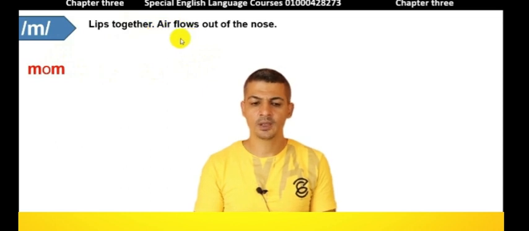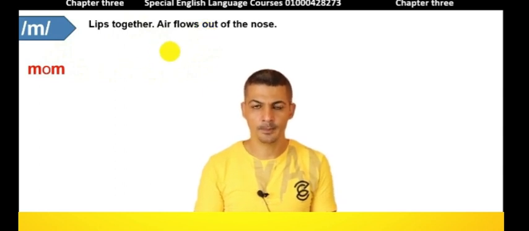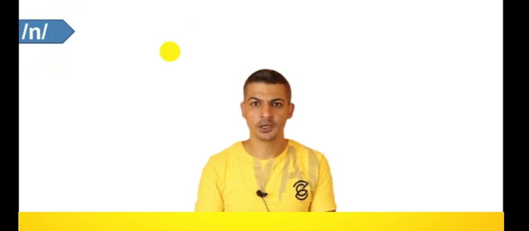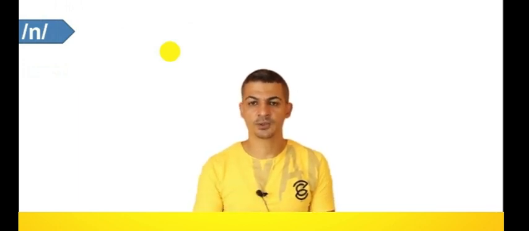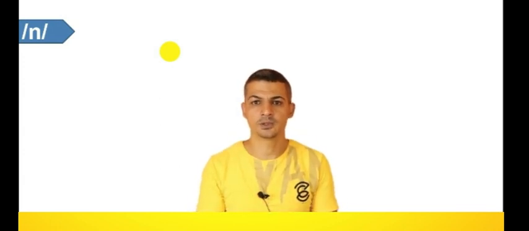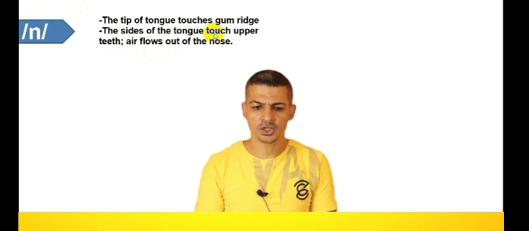The lips are together and the air flows out through the nose. As in mum. The second one is n. The tip of the tongue touches the gum ridge and blocks the air. The air goes out through the nose. The tip of the tongue touches the gum ridge, the sides of the tongue touch the upper teeth, and air flows out of the nose.